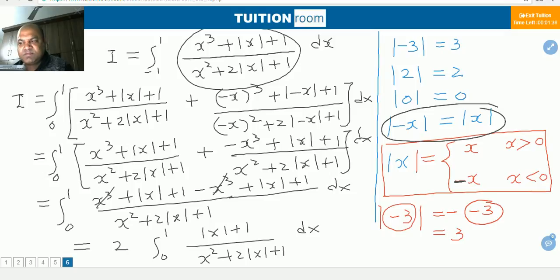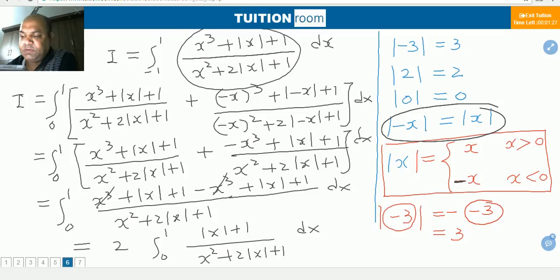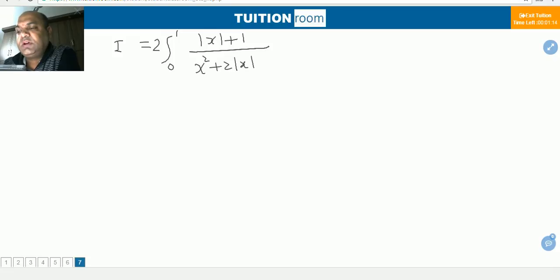Now guys, the integral of this will be, from 0 to 1, upper limit minus lower limit. It will be 2 ln 2 minus ln 1. Log 1 will be 0, so the answer is 2 ln 2. ln means log base e, natural logarithm. So guys, please copy it, then I will proceed for the next problem.